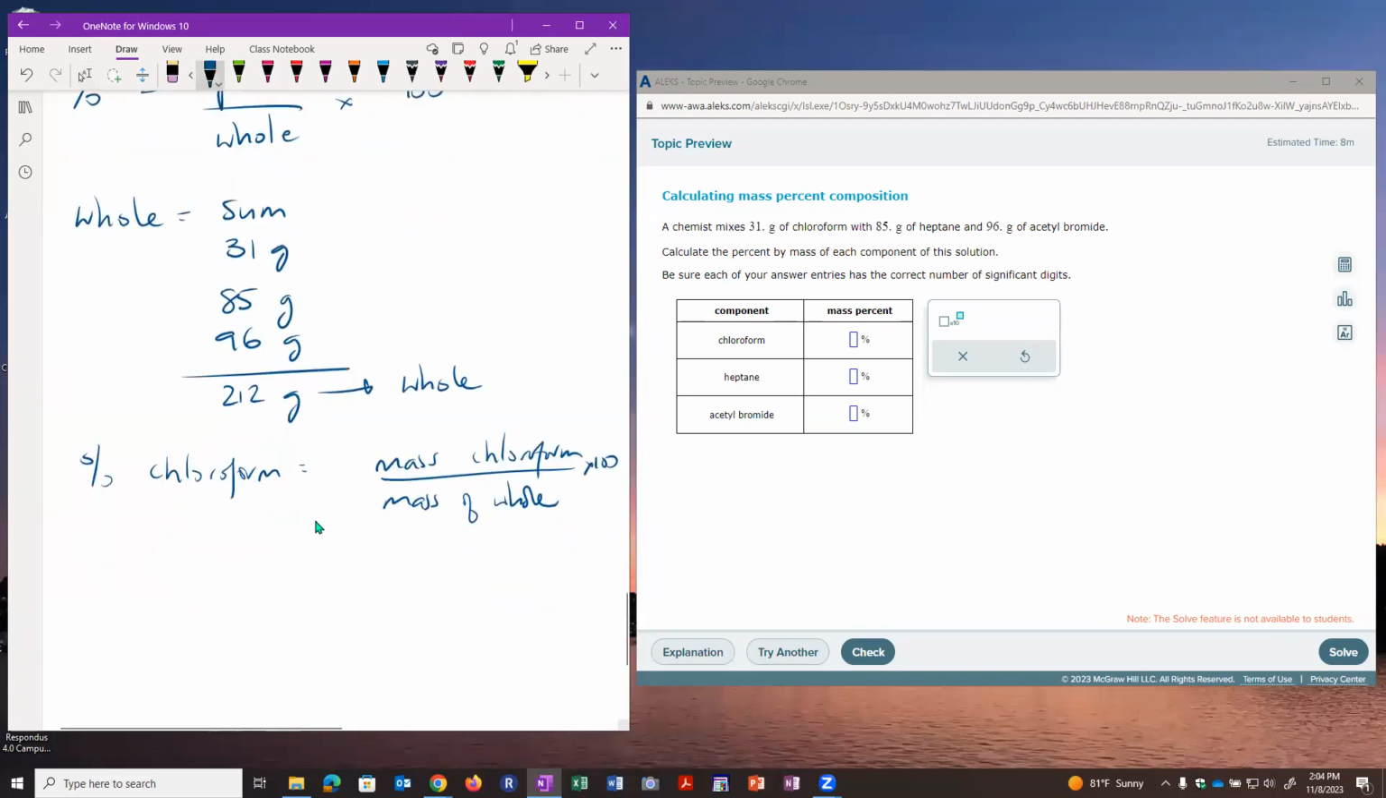So in this case, the chloroform is 31 grams divided by 212 times 100. And then that's going to give us whatever value. In this case, we have to have 2 sig figs in each of our answers. So you do that for each of the components of this mixture or this solution.